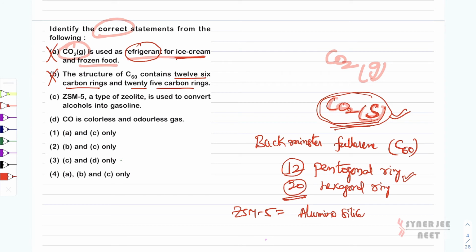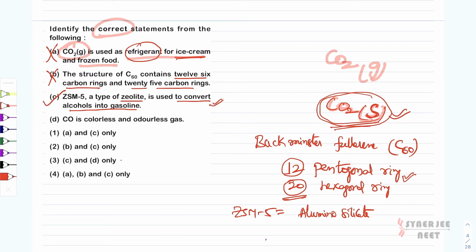Aluminosilicates, and this is a factual point. It is a type of zeolite, and it is used to convert the alcohols into gasoline. It is there in the group 14 chapter also in the NCERT textbook. Also it is mentioned in the surface chemistry chapter in your 12th class textbook. So this is a right statement.